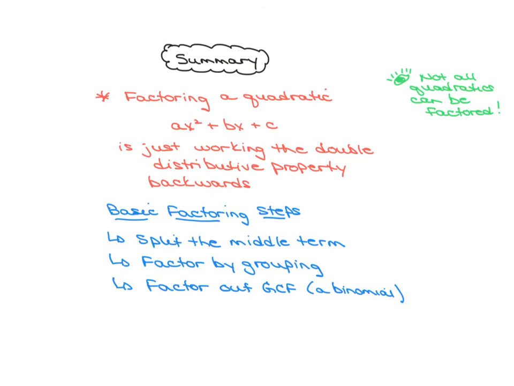In summary, factoring a quadratic, any quadratic in the form ax squared plus bx plus c, is just working the double distributive property backwards. And in reverse order, we had the steps. We started with our quadratic in standard form. We split the middle term. Then we factored by grouping. And then we finally factored out the GCF, which is going to be a binomial.